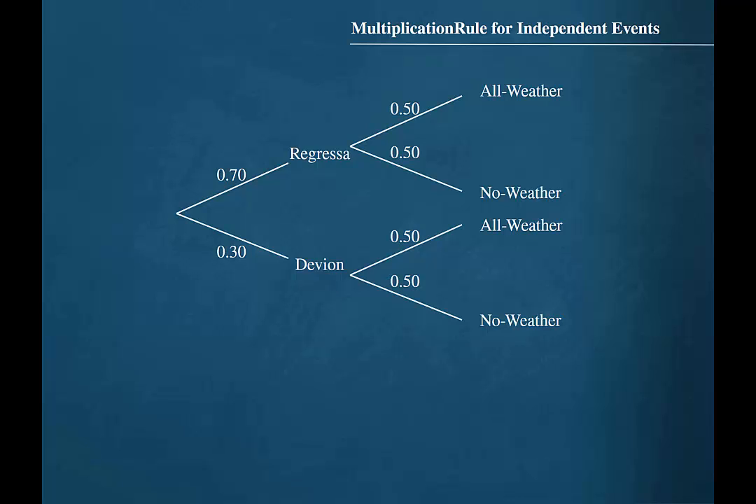Now, let's assign symbols to represent events. This will simplify the process of expressing probabilities. We can let R represent the event that a Regressa is purchased. D can represent the event that a Devion is purchased. A can represent the event that all-weather mats are chosen. And N can represent the event that no-weather mats are chosen.